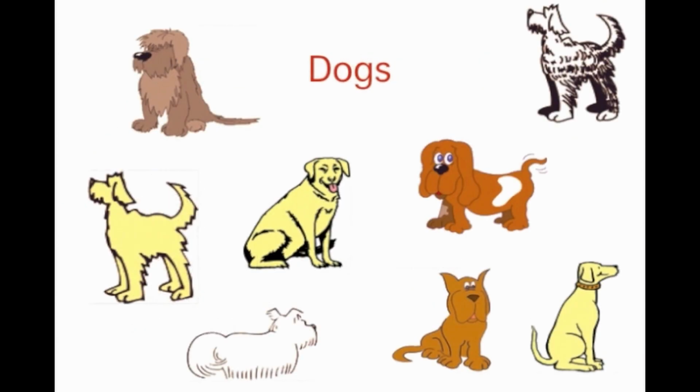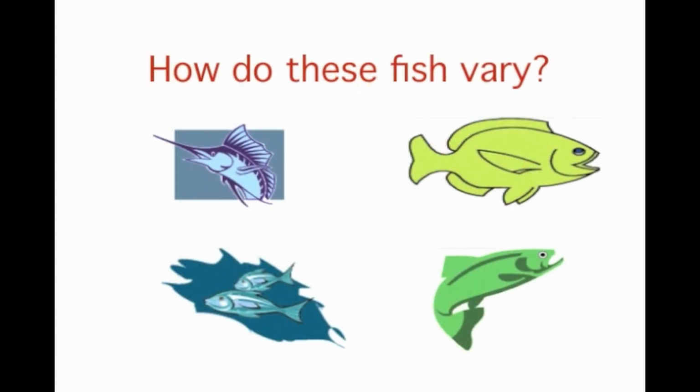Here are some dogs that vary on many dimensions. They vary on breed, height, weight, color, among other things. Here's another example. Can you think of ways these fish vary? Well, they vary in species, shape, weight, type of water they live in, saltwater or fresh, etc.